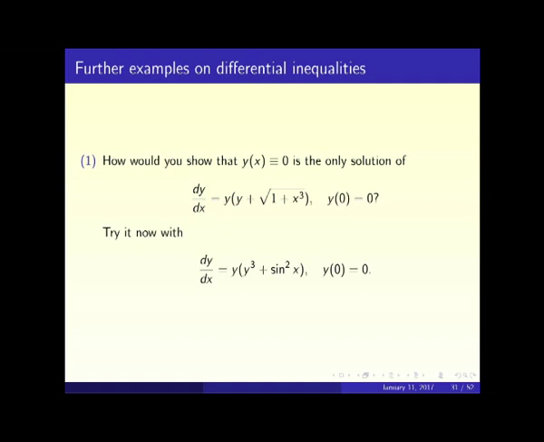So the two differential equations are dy by dx equal to y into y plus square root of 1 plus x cube. The other one is dy by dx equals y into y to the power 3 plus sine squared x. For both these differential equations, y of 0 is 0. And so by inspection, you see that 0 is a solution. What you need to establish is that it is the only solution. So proceed as I have indicated in the last exercise.